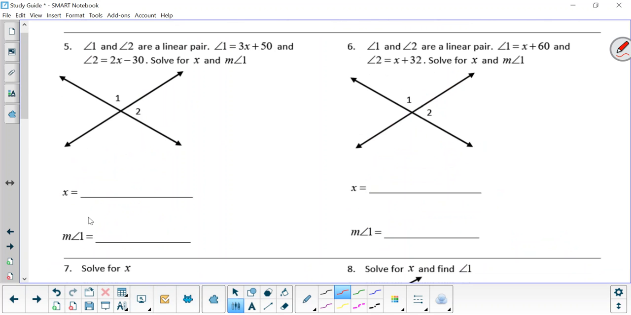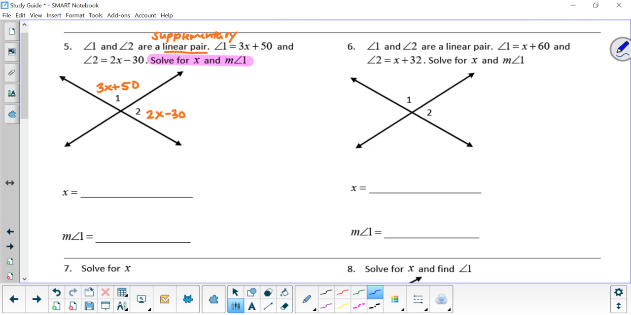If you go to the back, we have a different set of angles now. So our directions tell us that 1 and 2 are a linear pair, which is also a word for supplementary. You have this in your notes. Remember to use your notes on your test. Then it tells me that angle 1 is 3x plus 50, and angle 2 is 2x minus 30. Here, my directions are asking me to solve for x and figure out what is angle 1.